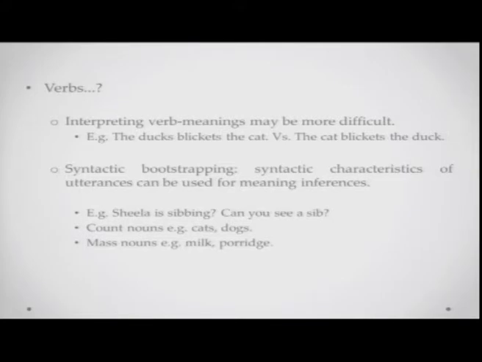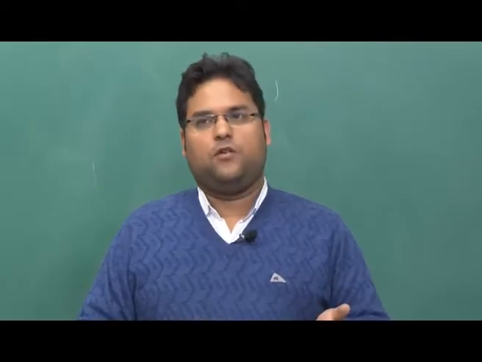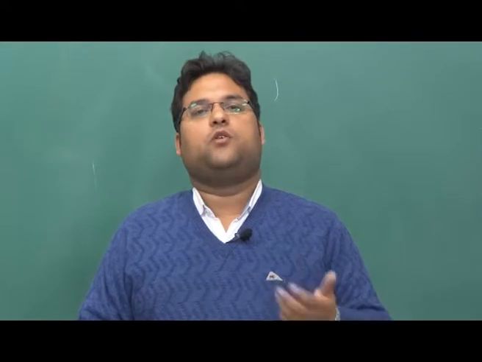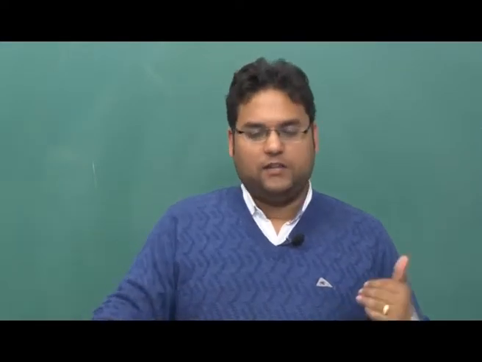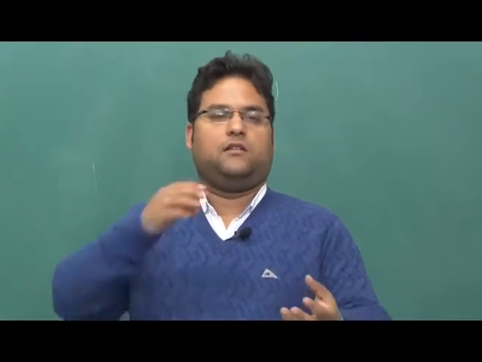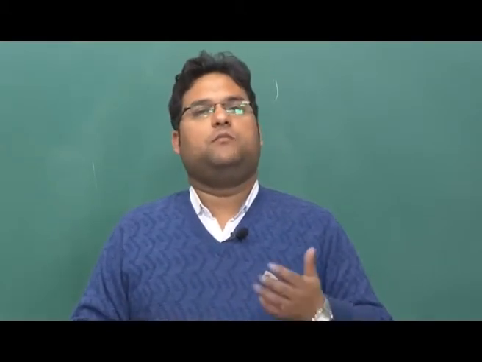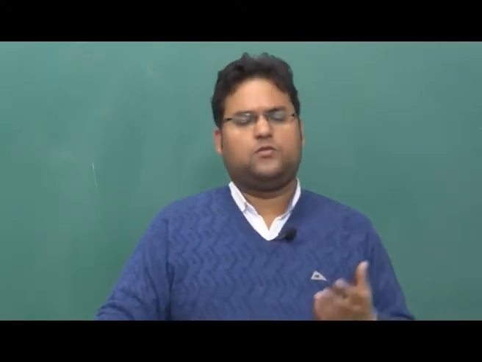And there is also this concept of agent and patient when you are talking about verbs. So I might say the duck blickets the cat, or I might say the cat blickets the duck. Now the idea is the same word is there, blickets, and agent and patient are interchanged in the 2 sentences. So for a child who's just beginning to learn, this might be a slightly difficult puzzle to solve.